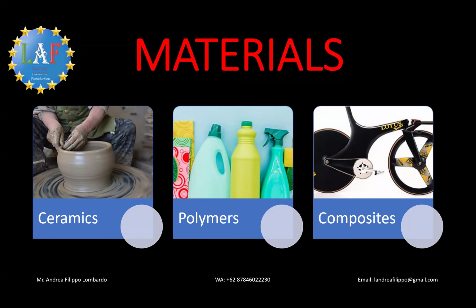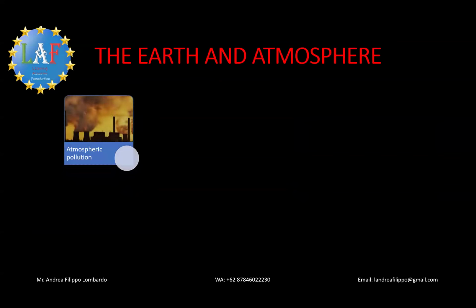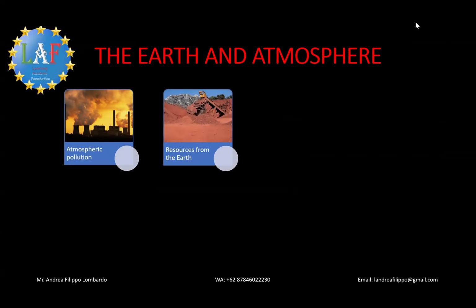The next section will be about the Earth and the atmosphere, where the students will see that many human activities release pollution gases into the atmosphere, such as farming animals for food, burning fossil fuels, and deforestation. Human activities use resources from the Earth, so many of these resources are finite. They will eventually run out.